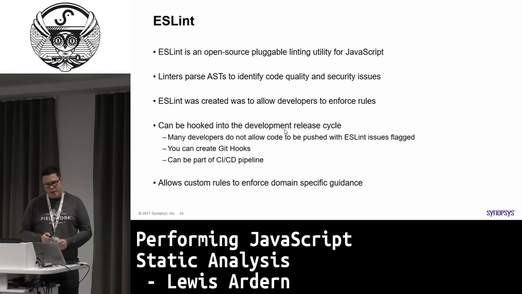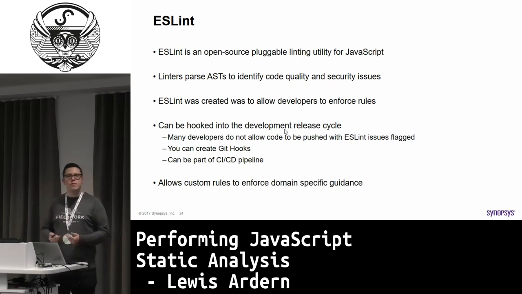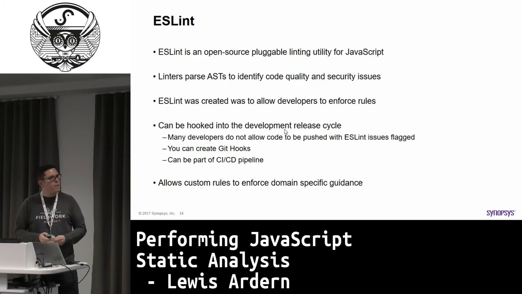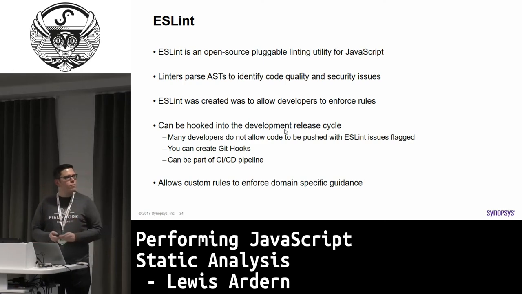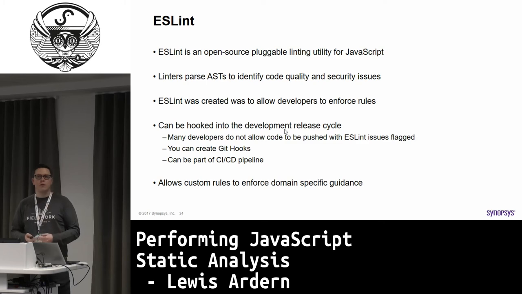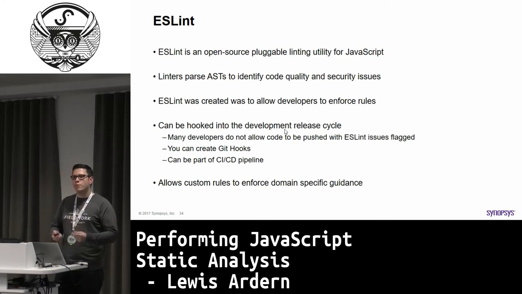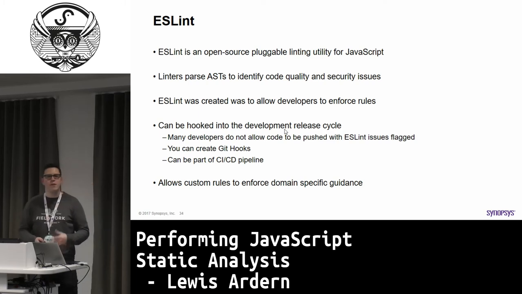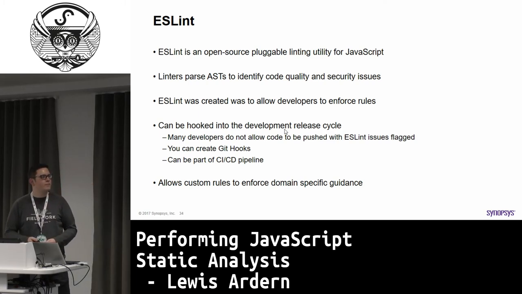ESLint has slowly become my favorite go-to tool, and many developers' as well. Basically, it's a linter, and what linters do is go through an AST and look for code quality and security issues. It allows developers to create and enforce rules on software, and a lot of developers won't allow their code to go out to production until most of the issues are fixed. Not the security ones that get flagged, it's more about code quality issues and making sure the style looks nice.